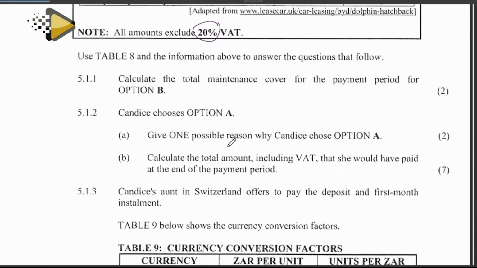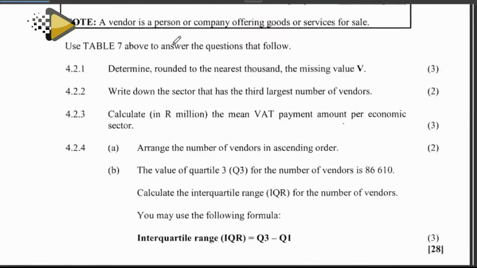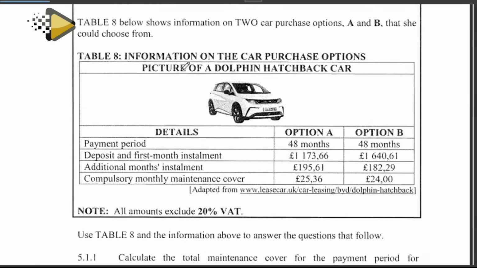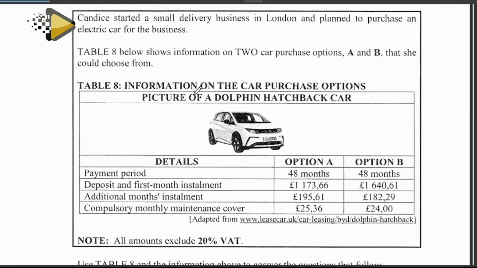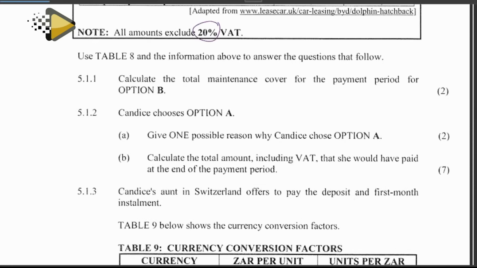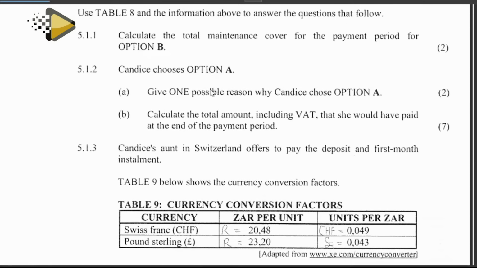Calculate the total maintenance cover for the payment period for option B. So now, option B, we are looking at maintenance, it's this one here. So we shall come down here and say 24 times 48, and these are pounds. So we have 1,152 pounds.